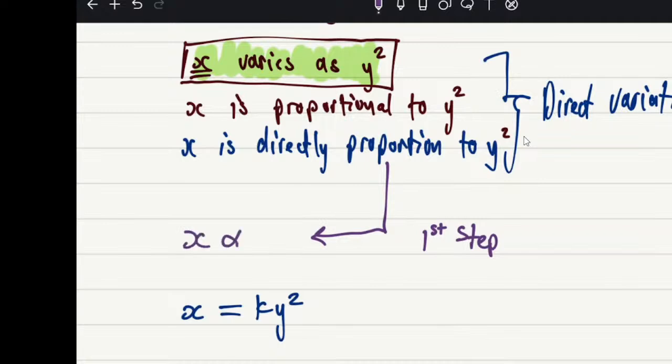X is proportional to y squared, because that's the other one which they put here, the y squared. So we are having a relationship between what? Between x and y squared. So, and how are they related? They are varying the same way. So x is proportional to y squared. This is the very first step. Are you all able to do the first step?